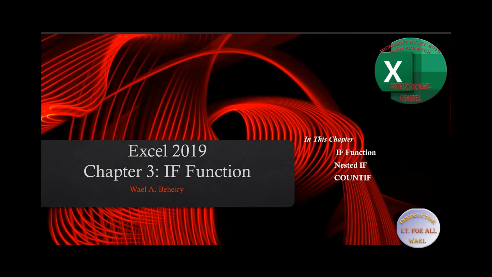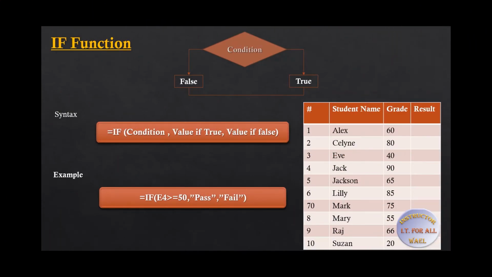2019. In this chapter: IF function, nested IF, COUNTIF. It gives you three components. The first component is the condition that you want to test. Then it has two results. One of the results is true, when the condition is true. The other value is false, when the condition is false.